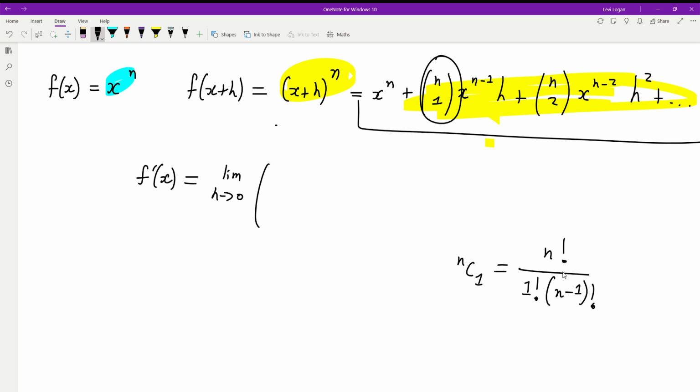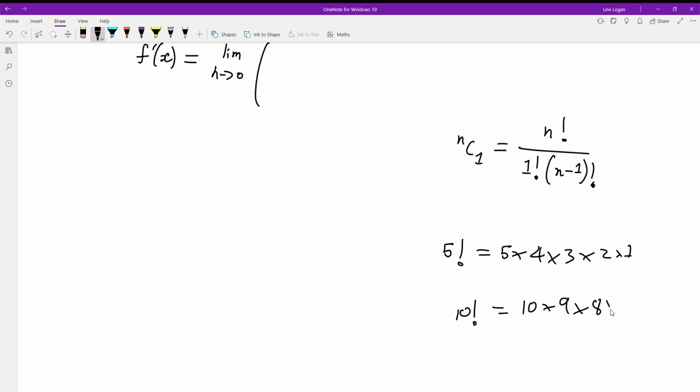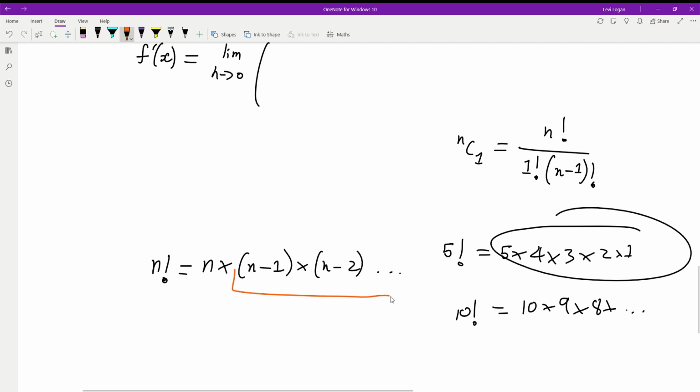Okay? Now let's work out what factorial means. Factorial means to multiply from that starting position downwards till 1. So for example, 5 factorial means 5 times 4 times 3 times 2 times 1. 10 factorial means 10 times 9 times 8, and you get the picture, all the way down to 1. So n factorial means n times the number after n times the number after that, and so on and so forth. Now this bit here is just n minus 1 factorial.